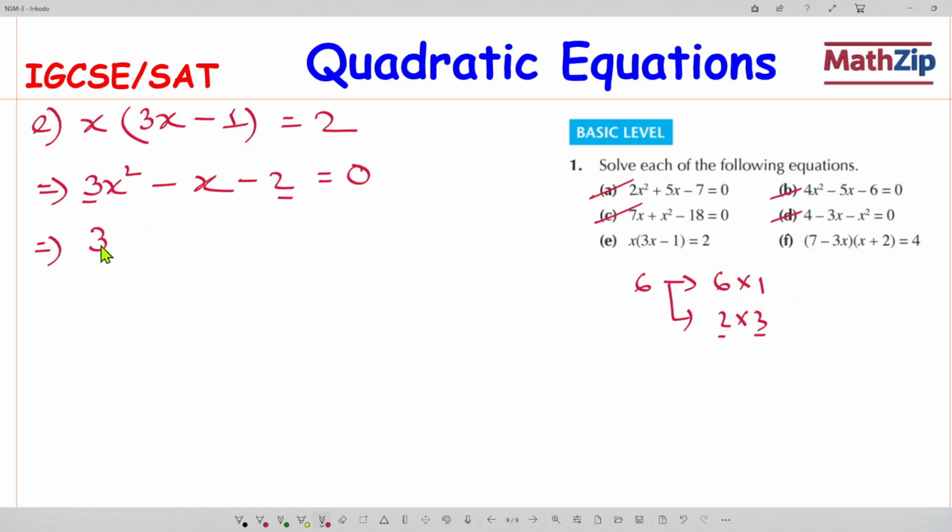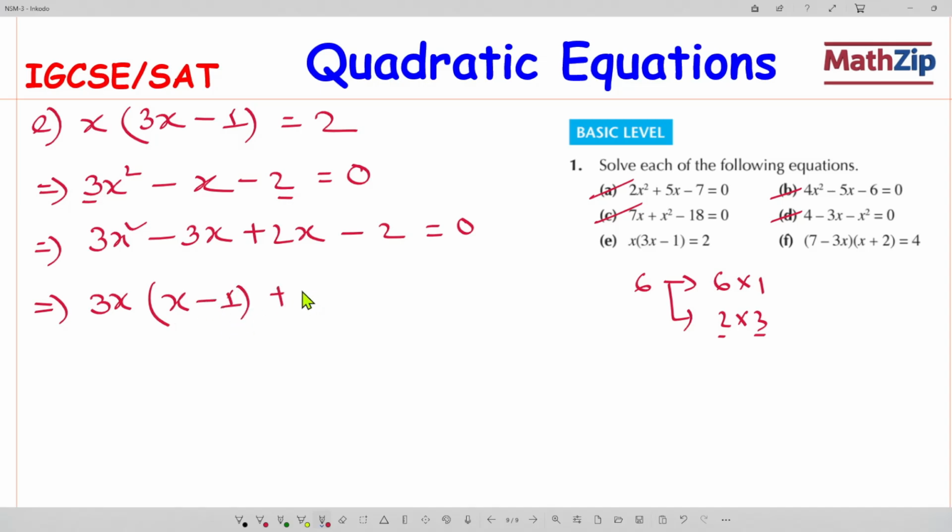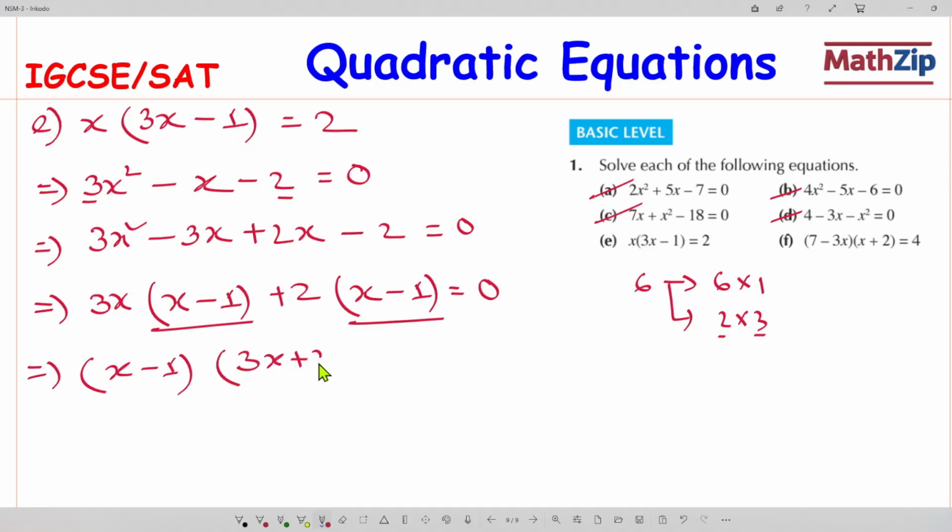So in this case we can write 3x square minus 3x plus 2x and then minus 2 equals to 0. Look, 3 times 2 is 6 and minus 3 plus 2 will be minus x. So here we can take common 3x, so x minus 1 plus 2, once we take common, here is also x minus 1 equals to 0.